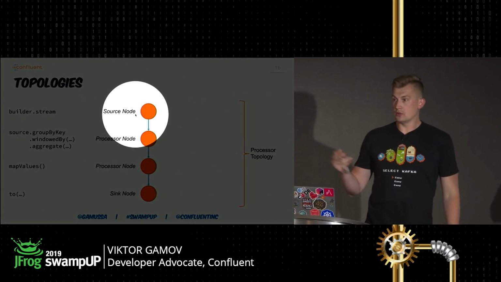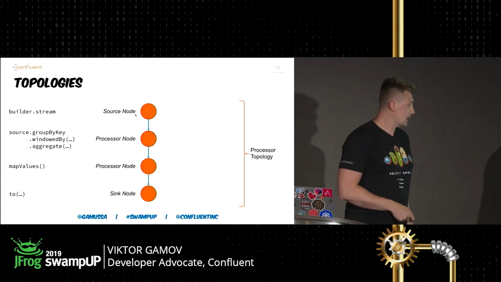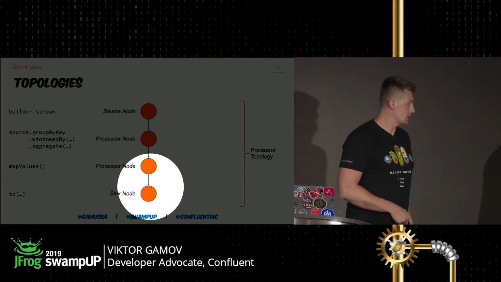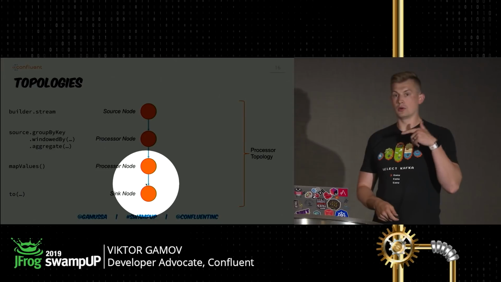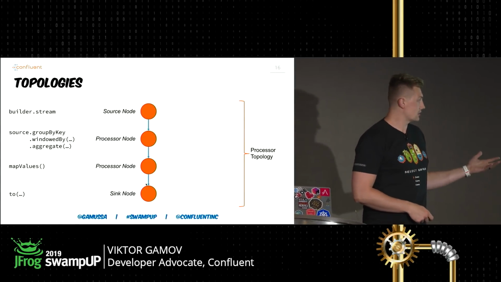One is a source node. This is how data will arrive into our topology. And another node is a sink node, how the data will depart from our topology. And after that, we have our processor nodes here.